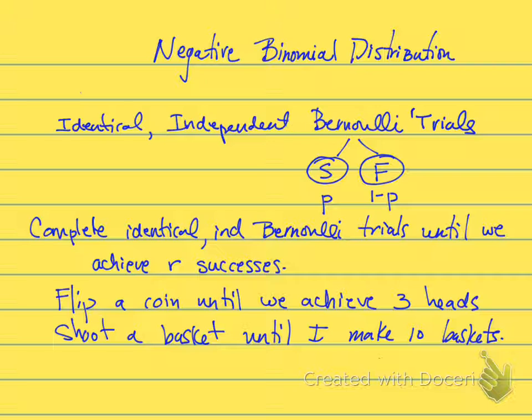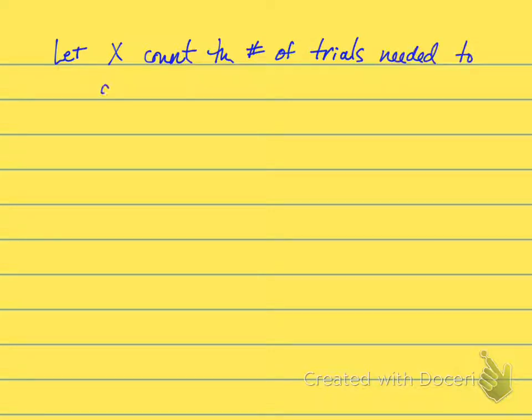So we still have the same probability of success on every trial, P, but this time, instead of stopping on the first success like we did in the geometric distribution, we're going to stop after we have achieved R successes. Okay, we're going to let X count the number of trials needed to achieve R successes.